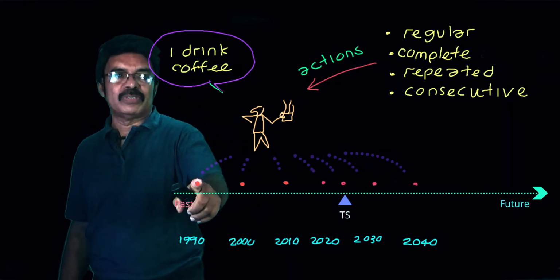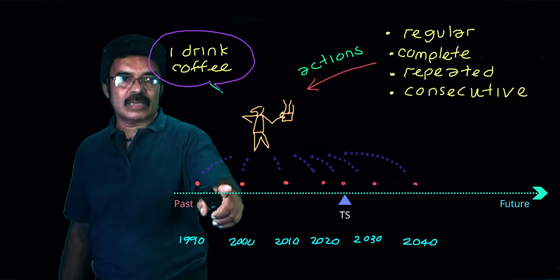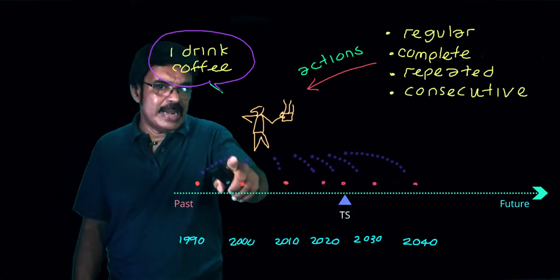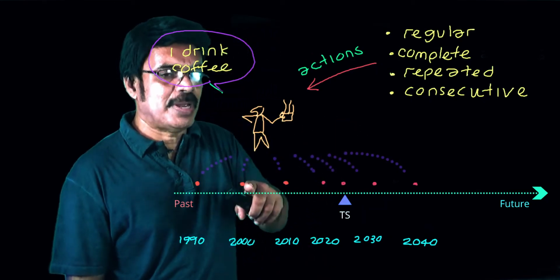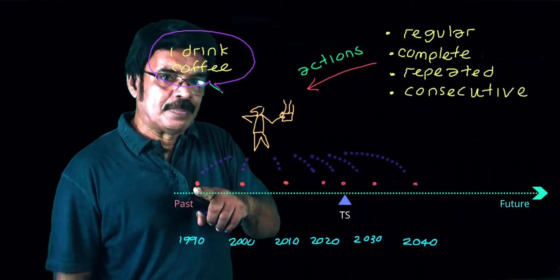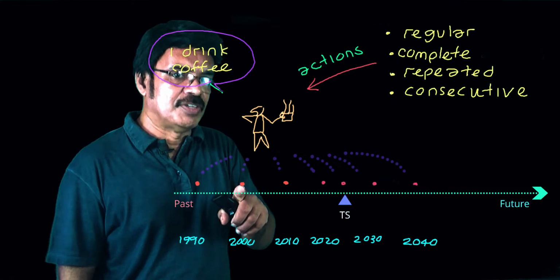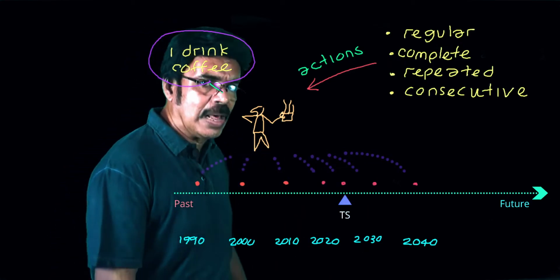And I complete that action. And then complete, complete, complete. And repeated. It comes again and again, repeated. And consecutive. Consecutive means one comes after another. That is, after this event, a similar event comes. After this event, a similar event comes. Consecutive. The idea.